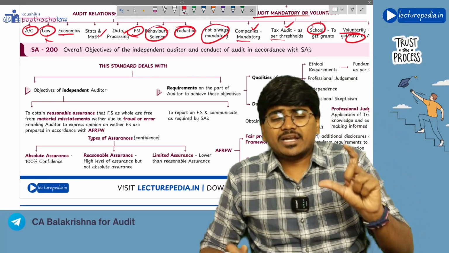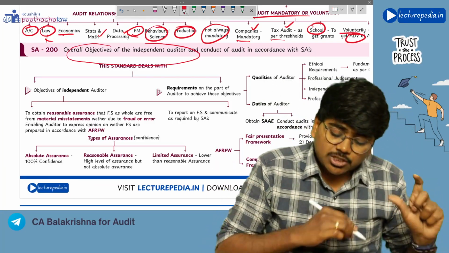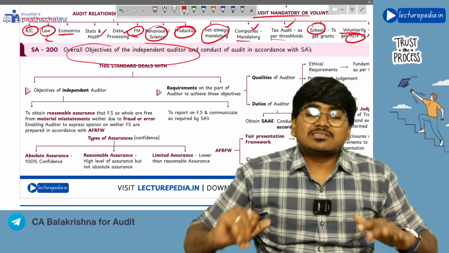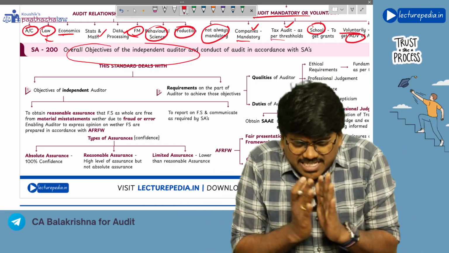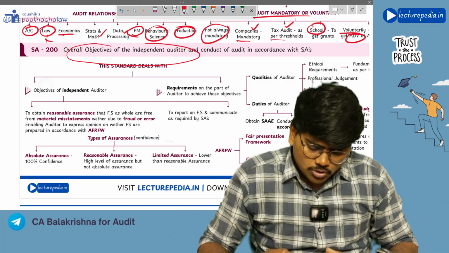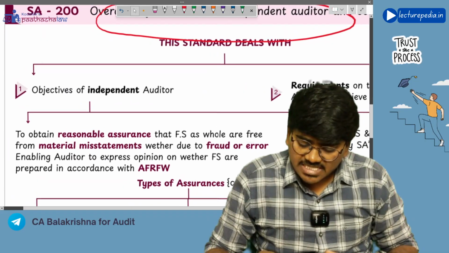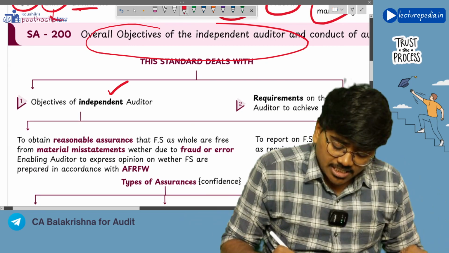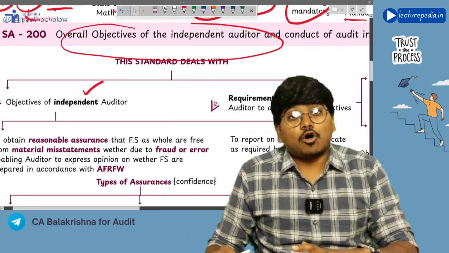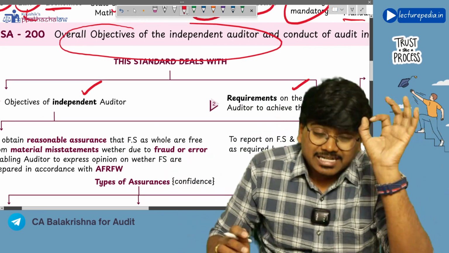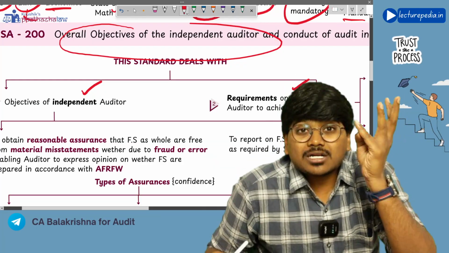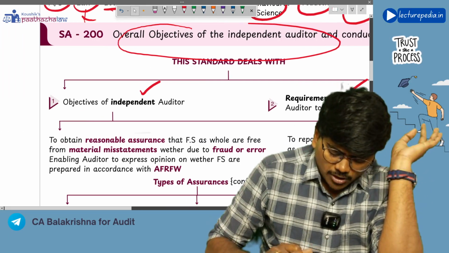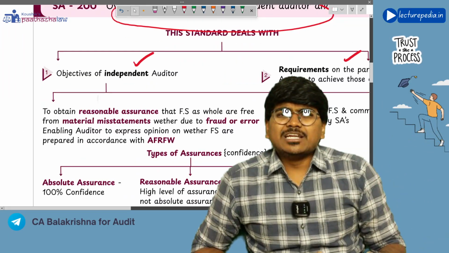SA-200 deals with the overall objectives of the independent auditor and the conduct of an audit in accordance with standards on auditing. So basically, SA-200 deals with what the objectives of the auditor are. It deals with two aspects. Firstly, what are the objectives of the auditor? Next, what are the requirements on the part of the auditor? That is, what are the qualities of the auditor and what are the duties of the auditor? So first of all, we will see what are the objectives of the independent auditor.